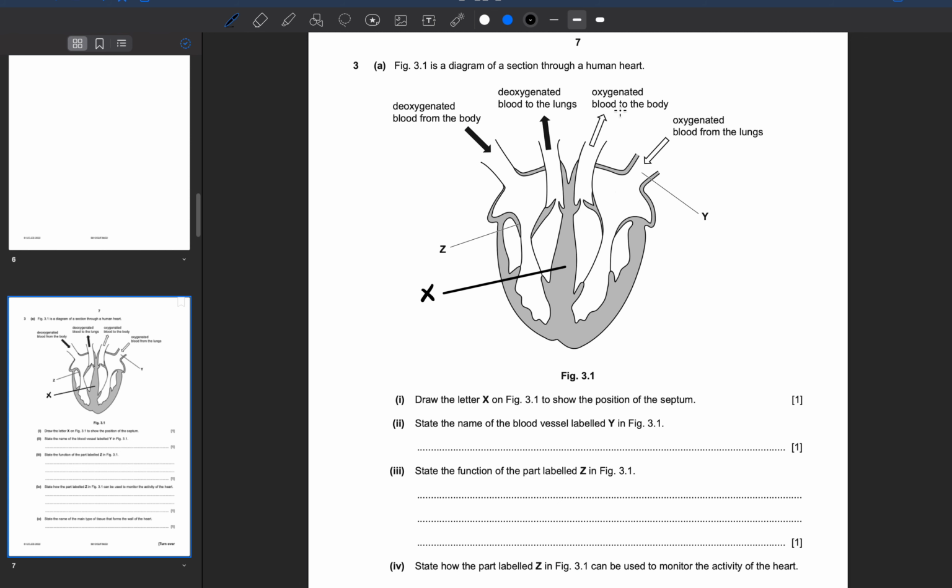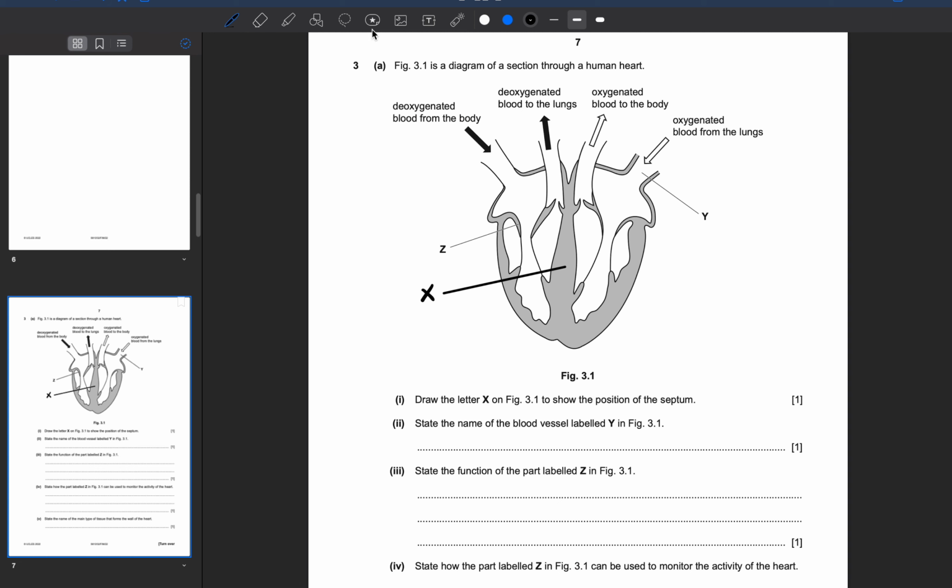As we know, the left side carries oxygenated blood. The atrium is the receiver, it receives the blood. So where does the oxygenated blood come from? Oxygenated blood means blood carrying oxygen, so it's coming from the lungs. Yes, and it's already written here: oxygenated blood from the lungs. So this is blood entering the heart.